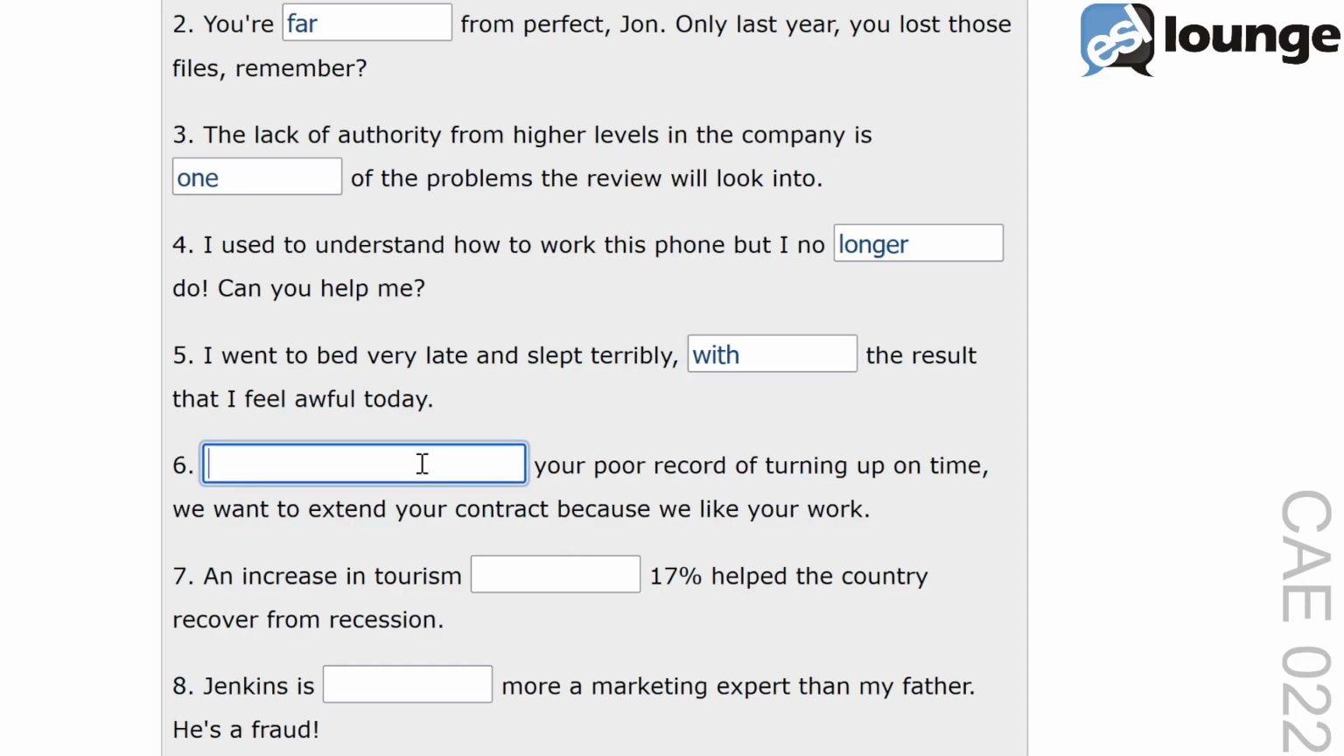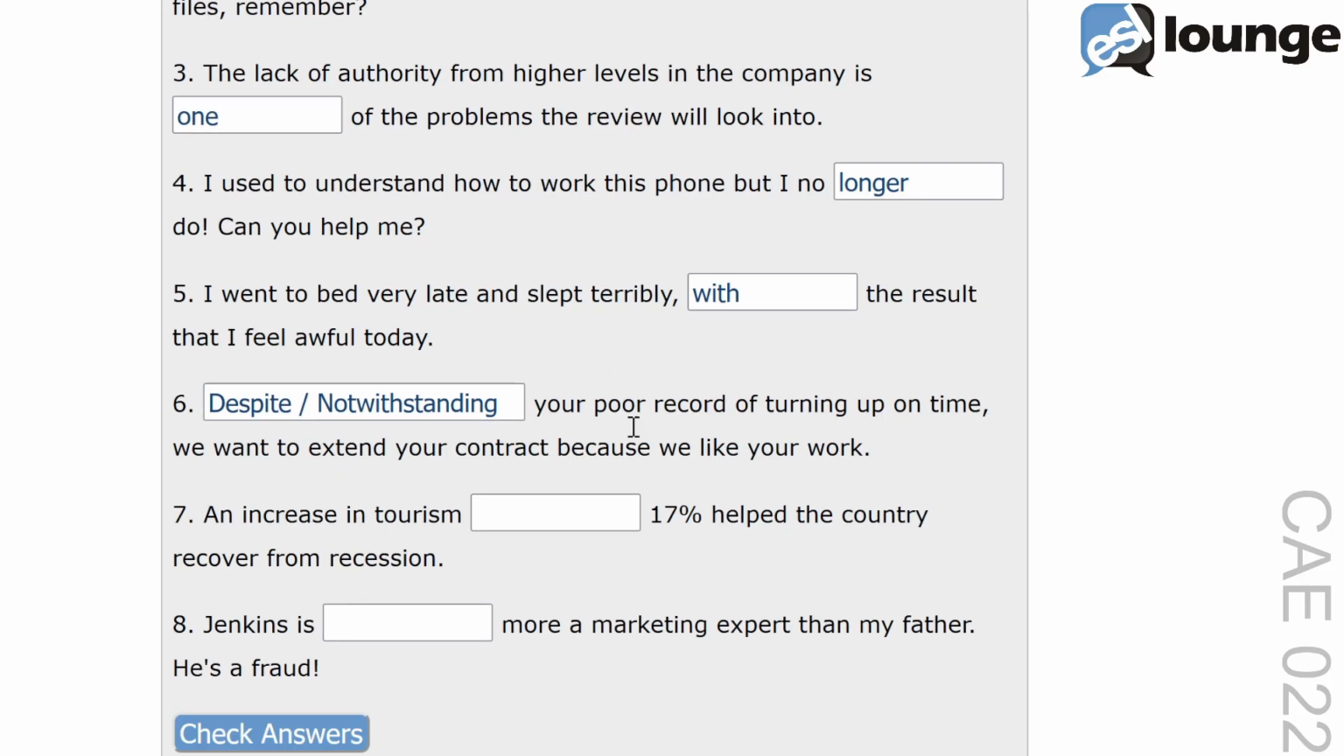Question 6. Blank your poor record of turning up on time, we want to extend your contract because we like your work. The correct answer is despite, and notwithstanding is also possible. The phrase despite your poor record is used to introduce something that contrasts with the main idea. For example, despite your mistakes, you did a good job. This collocation shows that the contract extension is happening in spite of punctuality issues.